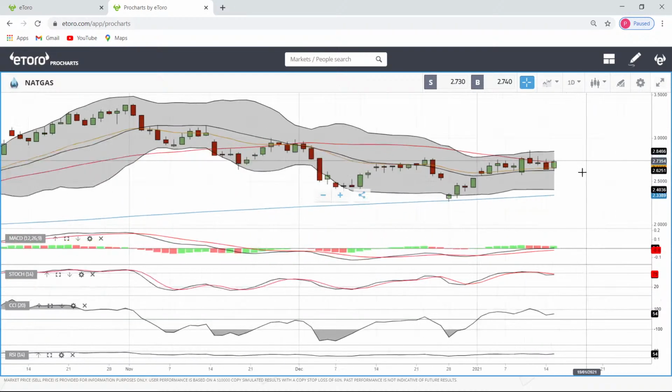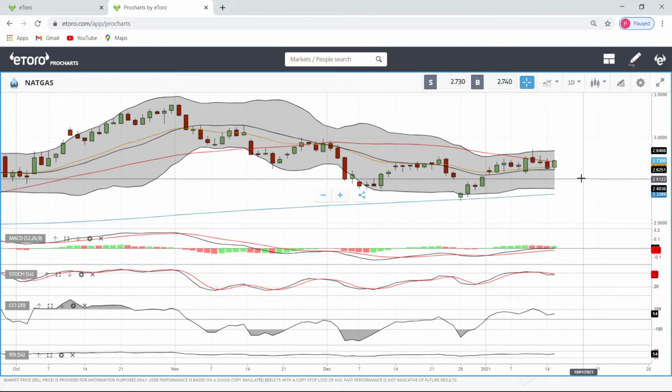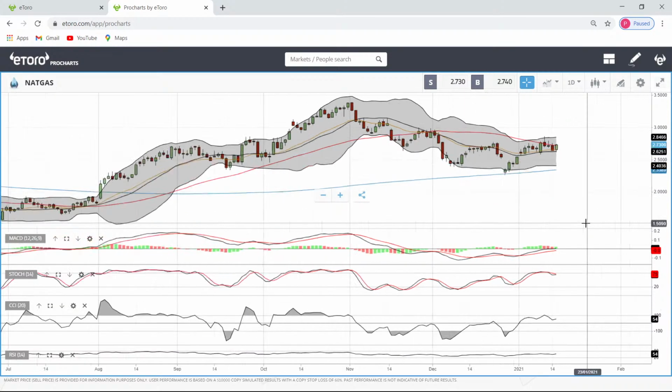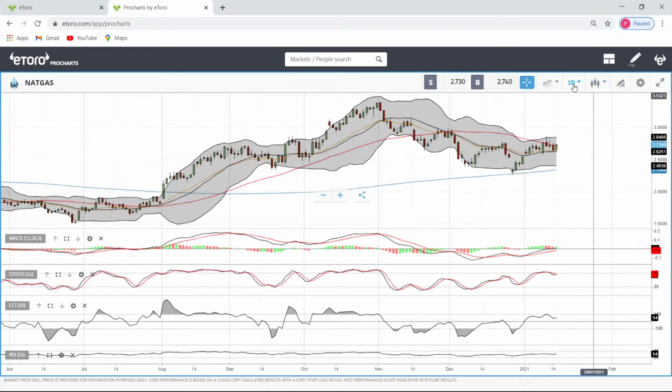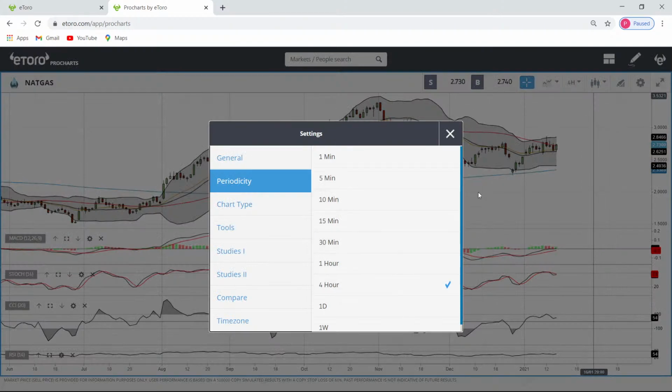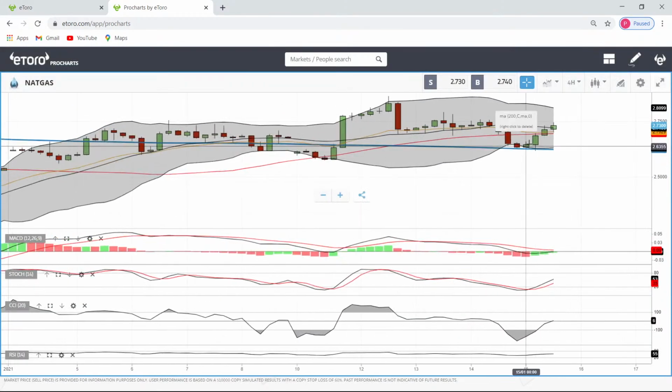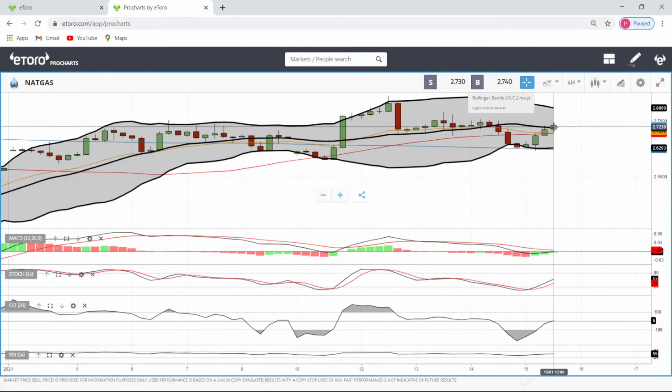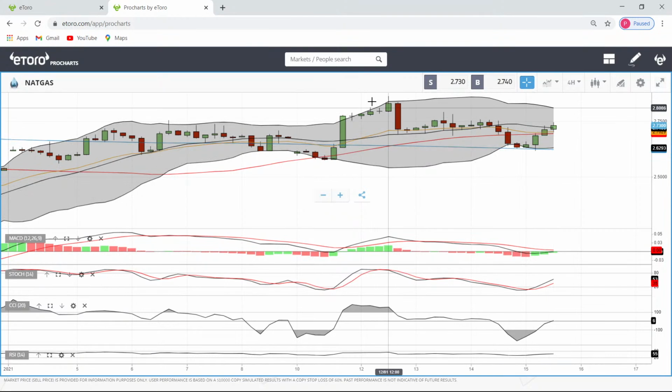A break below the 200 moving average opens the door all the way down to the $2 range. So we can look at the 4-hour chart. As you can see, we are rallying here, but finding resistance at the middle of the Bollinger Band. Last time we rallied to the top, we had this major fall from roughly 2.8 all the way down to the lower parts here at 2.6.